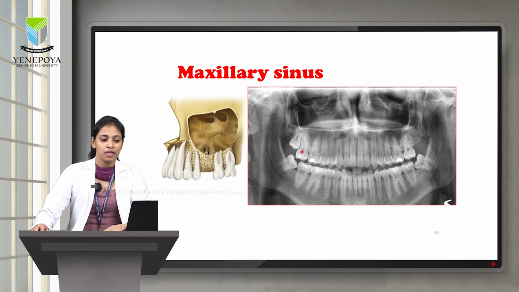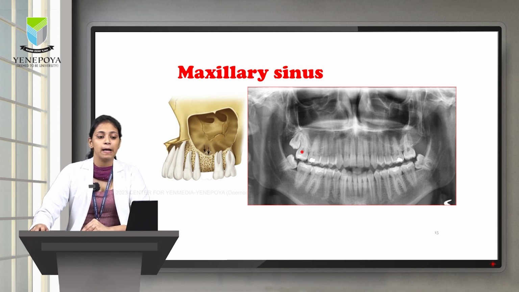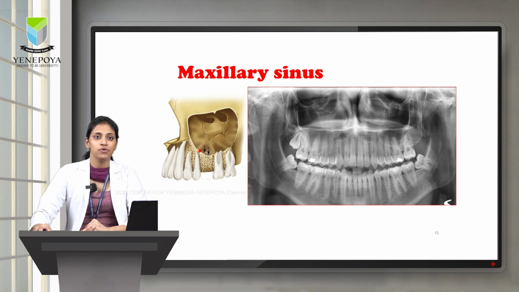Maxillary sinus. It is a large air-filled cavity in the body of the maxilla. It is pyramidal in shape with its base directed medially towards the lateral wall of the nose, and its apex is directed laterally to the zygomatic process of the maxilla. The roof of the maxillary sinus is formed by the floor of the orbit, and the floor of the maxillary sinus is formed by the alveolar process of the maxilla.